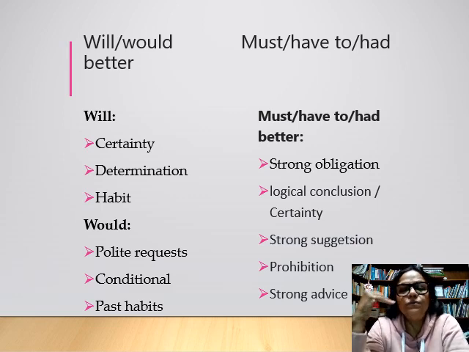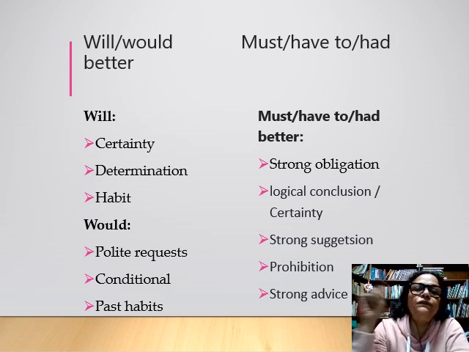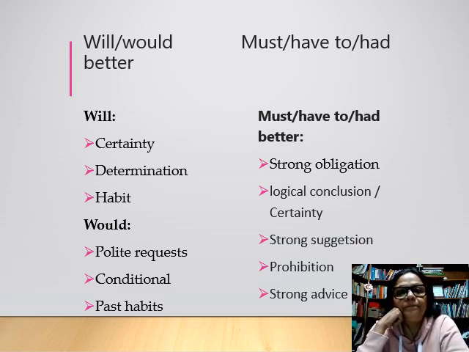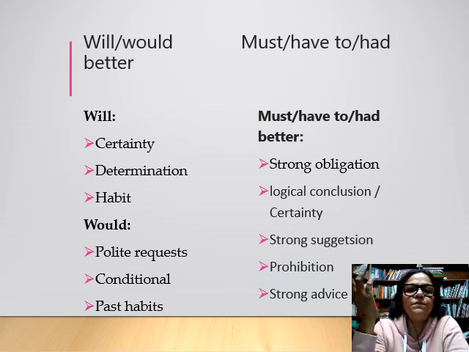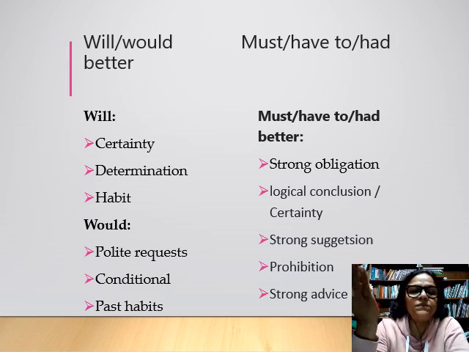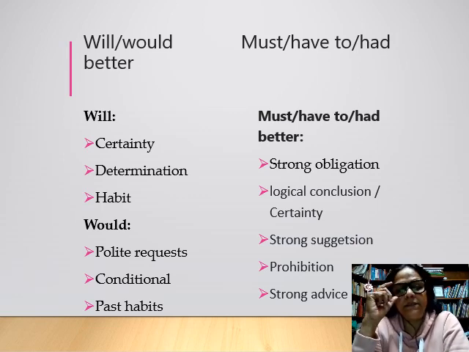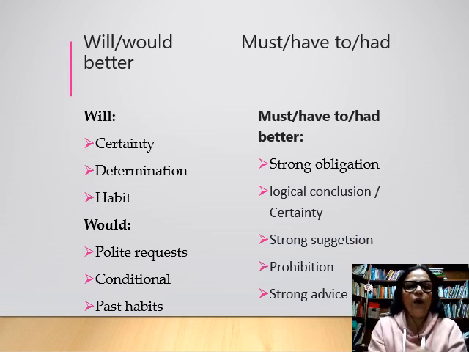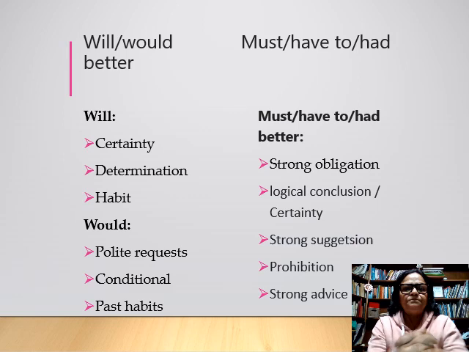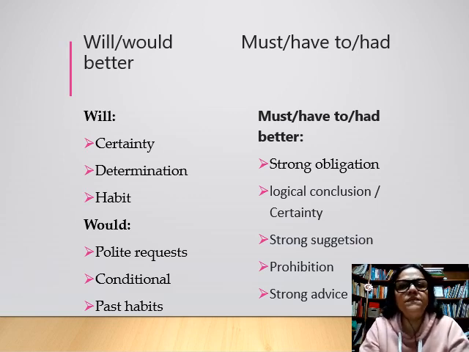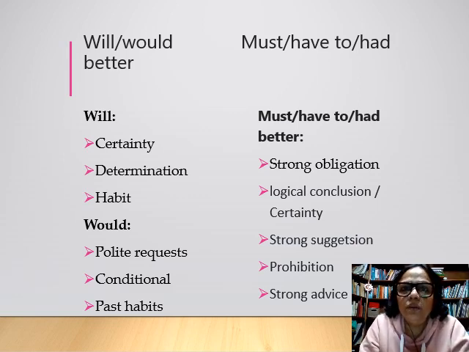Now let us talk about would. Would is the past form of will. So would talks about polite requests. It's a conditional, and it also talks about past habits. So let us see how it denotes polite requests. Sitting on the dinner table, I can always say, would you pass me the salt?